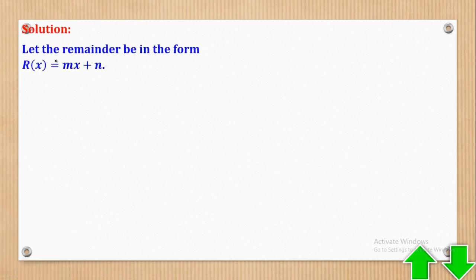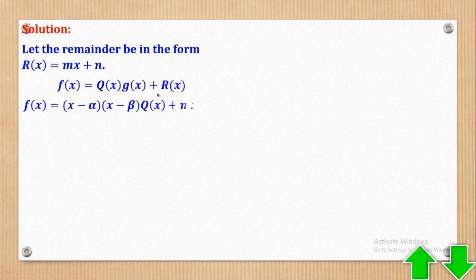So we commonly let the remainder be in the form R(x) equal to mx plus n. When the divisor is linear, the remainder is a scalar. But when the divisor is a quadratic, the remainder will be linear. That is why our remainder is in this form, which is linear. So this is what we are given.